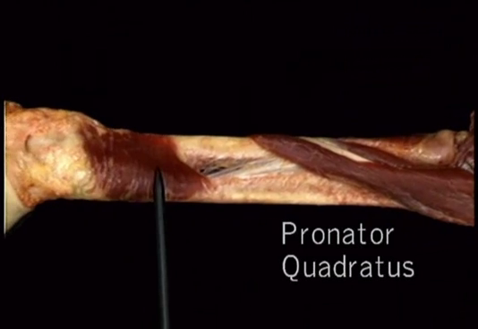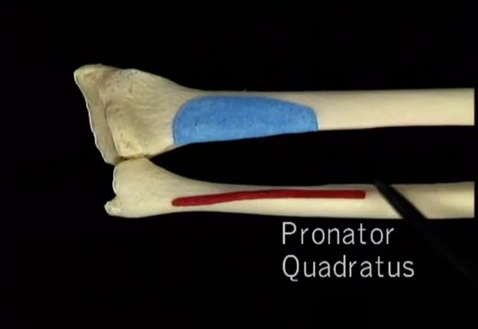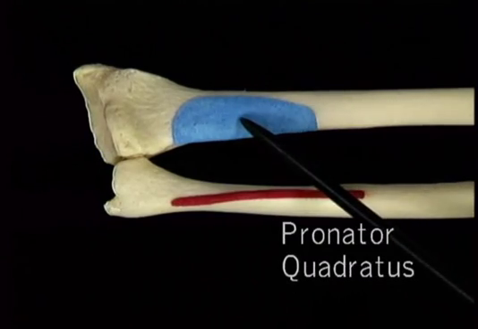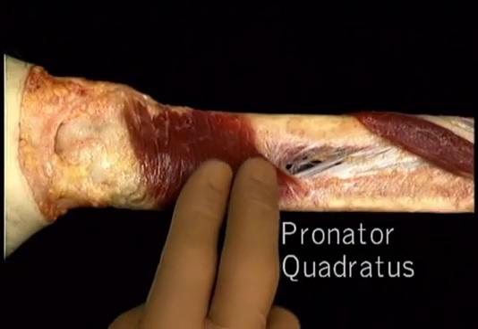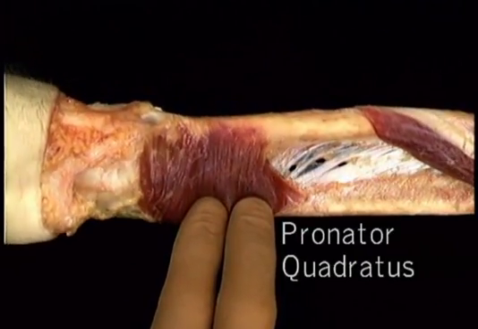The second pronator muscle is pronator quadratus, which arises from the anteromedial aspect of the ulna and inserts here on the anterior surface of the radius. Here's the action of pronator quadratus.